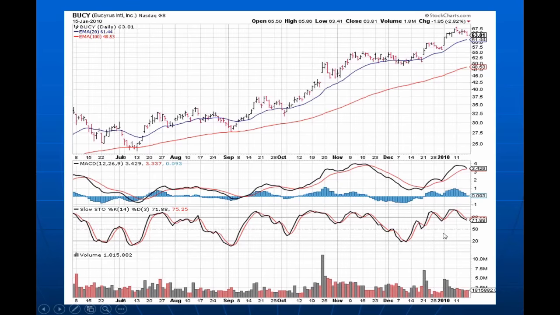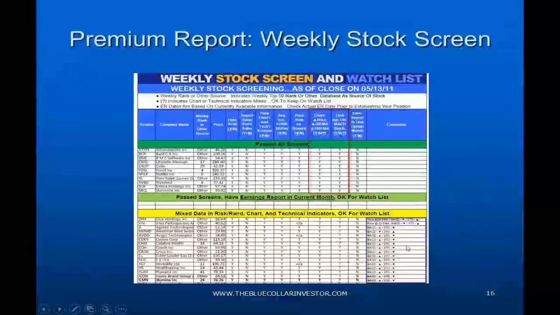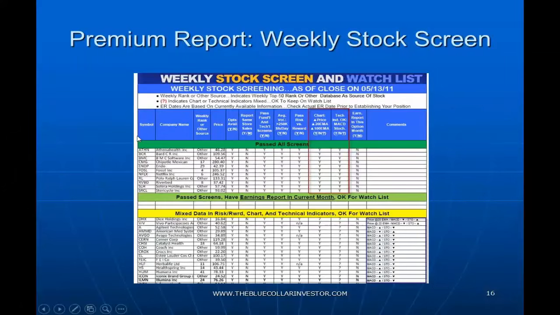Now, here's an example of creating that watch list. This is part of the report that we provide to our premium members. And what I want to show you here is this thick blue bar towards the top of the report, and those are basically the screens that I talked to you about so far. Fundamental analysis, common sense principles like 250,000 shares per day, and then technical analysis, as you see here, EMA, MACD, stochastic oscillator.